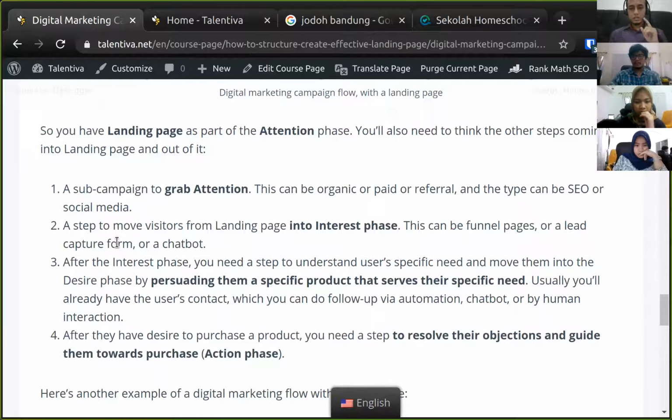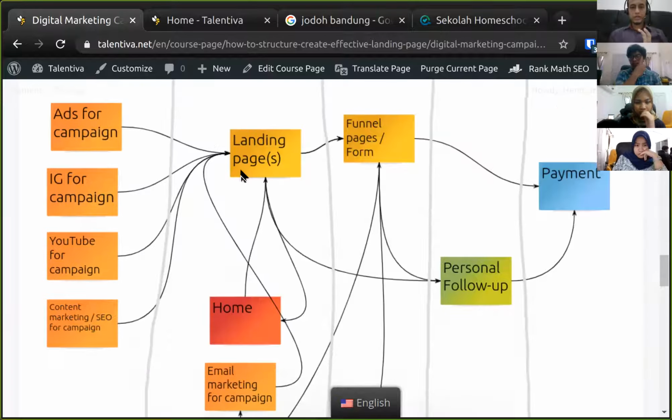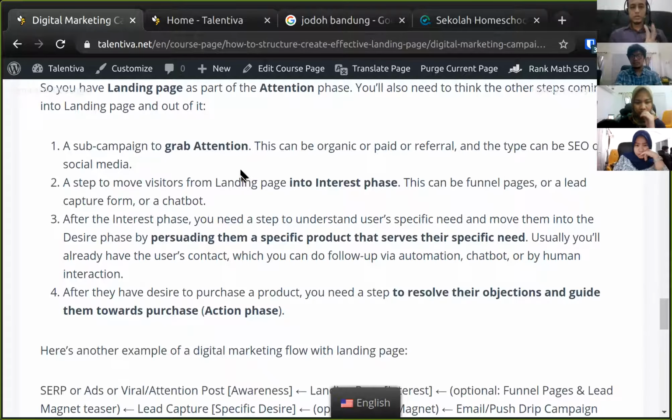Okay, so the conclusion is that we need to create the landing page, but then we need to have several steps, a sub campaign to grab attention from maybe social media or content marketing, or maybe from referral. You work together with another company or an organization or campus. Okay, please put a poster and then bring your users or your students or your friends to my website. That is to grab attention.